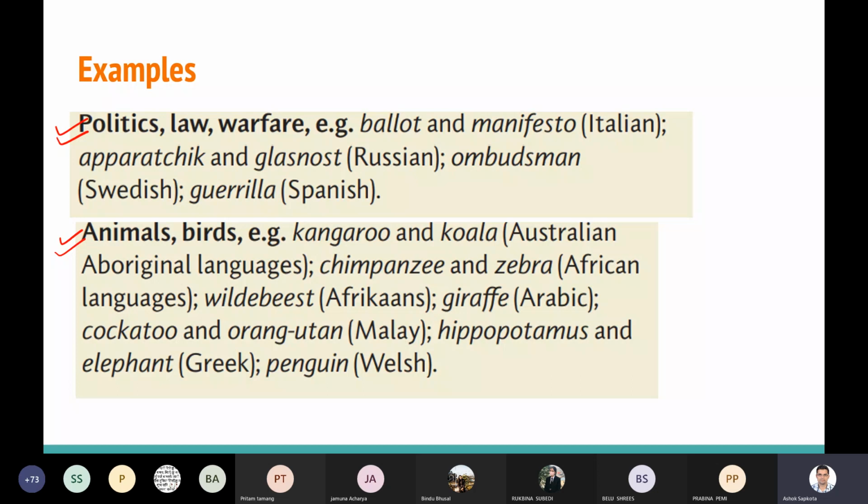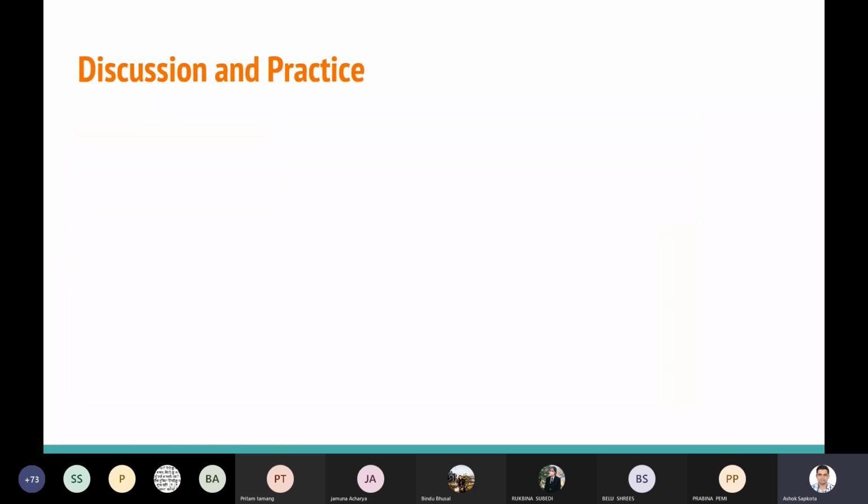orangutan are taken from the Malay language, Malaysia, Malay. And hippopotamus and elephant are taken from Greek. You see, hippopotamus and elephant are taken from Greek. Likewise, penguin is taken from the Welsh language. Now, here comes the idea to discuss further.